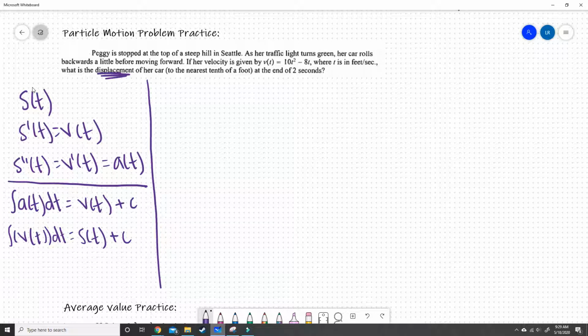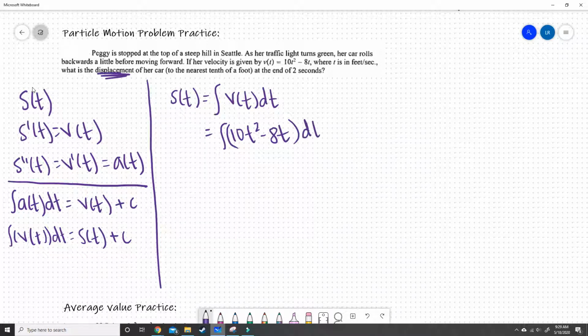So what we need to do is say, well, the position is equal to the integral of the velocity function. And we have the velocity function. So let's go ahead and integrate 10t squared minus 8t dt. When we integrate that, we are going to increase the exponent by 1 and divide by that new exponent. So we'd have 10 thirds t cubed minus, increase this by 1, 8 divided by 2 is 4t squared. And really, we'd have a plus c here.